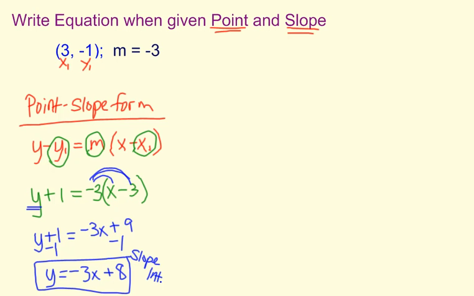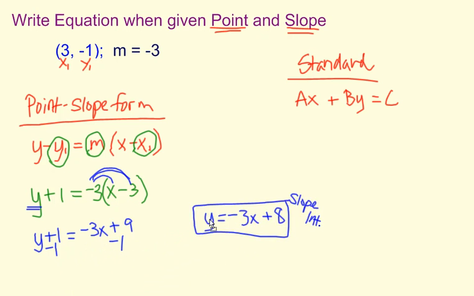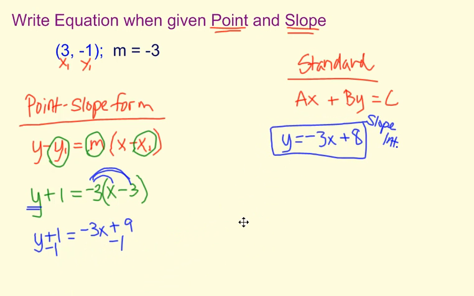Now, when we're asked to go to standard form, it is ax plus by equals c. So we can take our slope-intercept form from down here and use that to get it to standard form. What we want to do is have the x's and the y's on the same side of the equal sign. So I'm going to go ahead and add 3x to both sides. So I have 3x plus y equals 8.